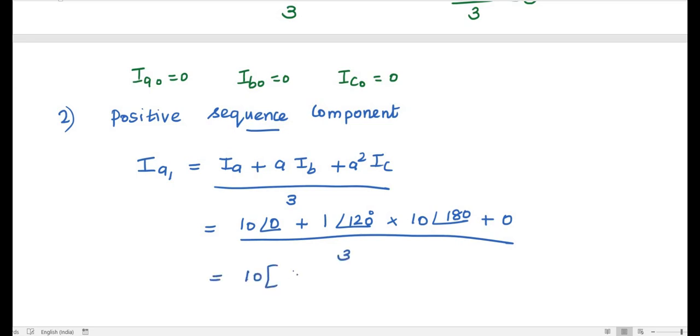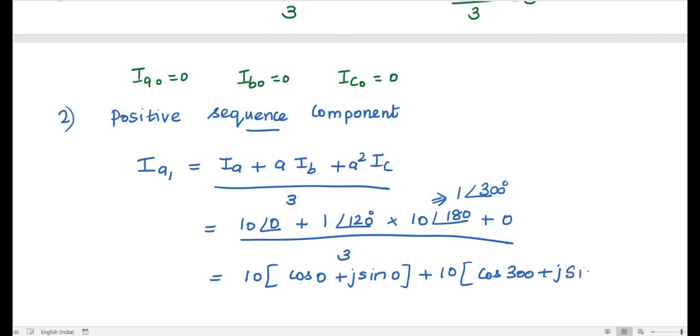How to write this? 10 of cos 0 plus j sin 0 plus 1 angle, this is 1 angle 300 degree. So how to write this? 10 into cos 300 plus j sin 300, divided by 3.